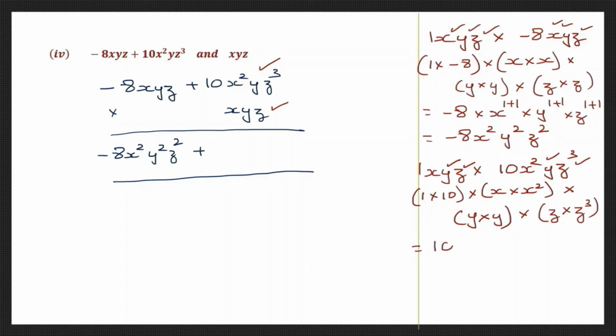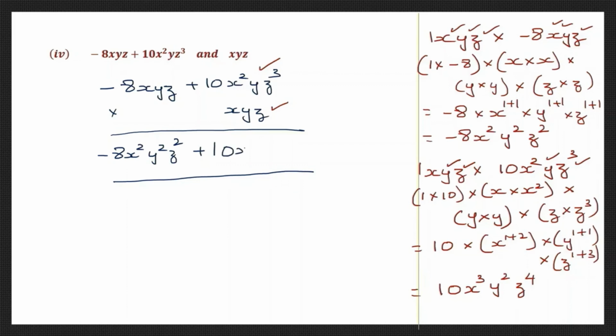1 tens are 10 into x to the power of 1 plus 2 into y to the power of 1 plus 1 into z to the power of 1 plus 3. So that becomes 10 x to the power of 3, y to the power of 2 and z to the power of 4. So what do we have here? 10 x cube, y square and z to the power of 4.